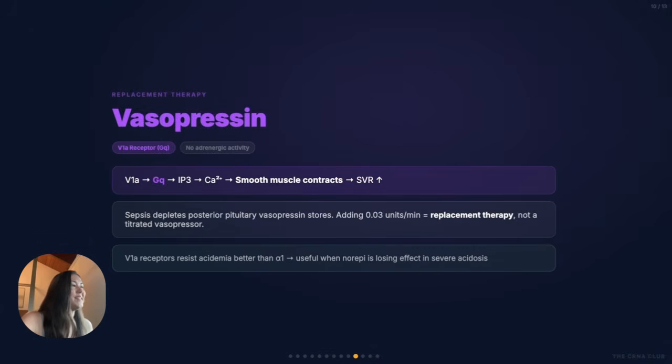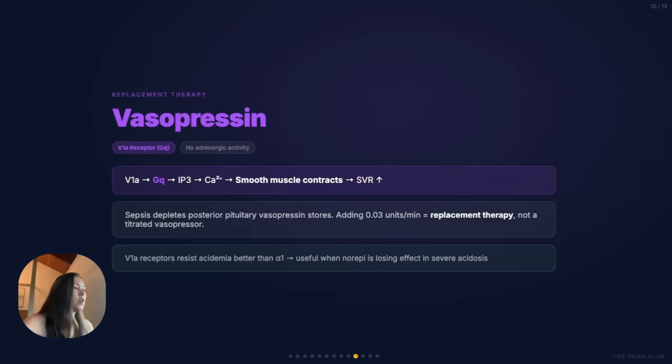All right, vasopressin, another one of my favorites. So vasopressin operates through a completely different receptor family. No adrenergic activity. It binds V1A receptors on vascular smooth muscle. V1A is Gq coupled. It's the same intracellular cascade as alpha 1. You get IP3 and calcium comes out of the sarcoplasmic reticulum, smooth muscle contracts, and SVR goes up.